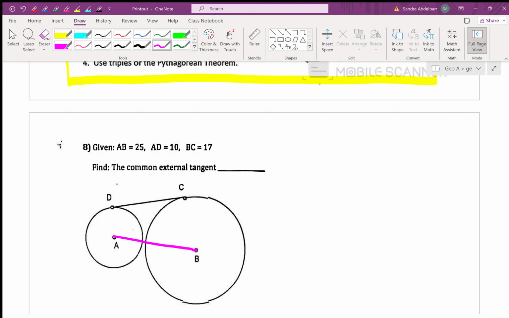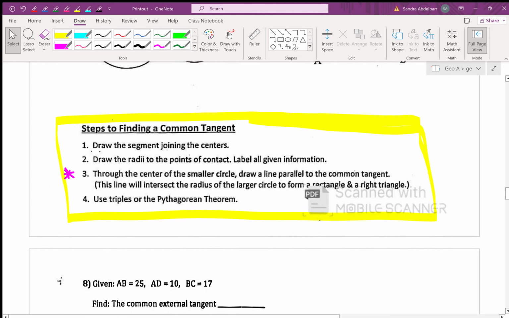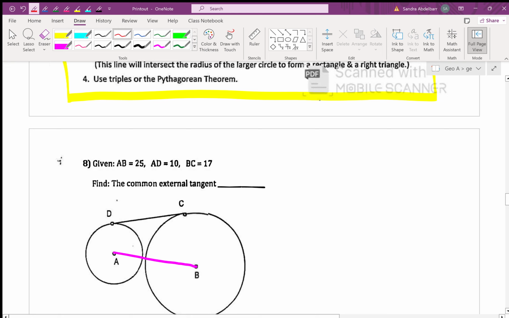Okay, so now what's the next step? Draw the radii to the point of contact. What does that mean? That means I'm going to go to circle A and I'm going to draw a radius. They're saying the radius to the point of contact. What is the point of contact? Where the tangent line meets the circle. So I'm going to draw a radius from A to D. How long is that? 10.